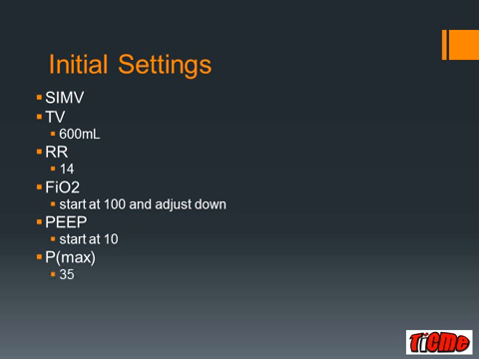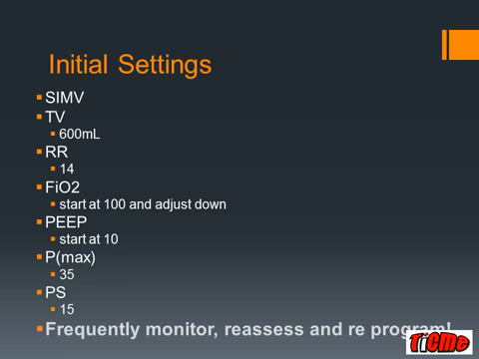We'd set a Pmax at around 35 to 40, and pressure support is added in if he spontaneously breathes. Start with 15, for example. Remember to frequently monitor, reassess and reprogram your ventilator. We have to become the patient's medulla, and we can't just set and forget.